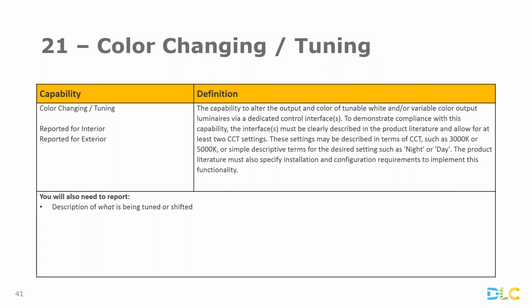For color changing and tuning, this is a hot topic, and so we came up with this definition. This is simply the ability of a control system to shift the output or color of the luminaire via a control interface. And so this needs to have at least 2 settings in the interface. It could be buttons, it could be software, it could be LEDs, but there needs to be a means for users to shift the color temp of the luminaires controlled by the system. We also would like to see installation and configuration documents that show users exactly how to work this as well.